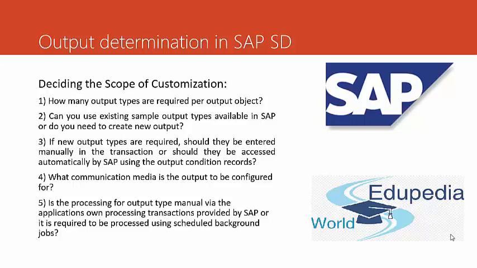What communication media is the output to be configured for? In other words, is it a print output, an email output, a fax output, and so on? Is the processing for the output type manual via the application's own processing transaction provided by SAP, such as VF31 for processing billing outputs, or is it required to be processed using scheduled background jobs running at a particular interval?